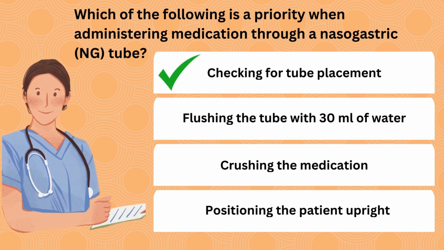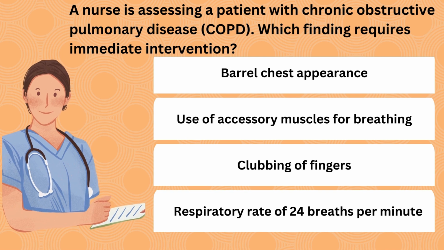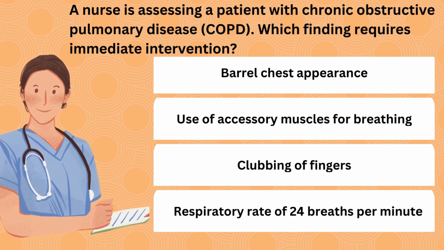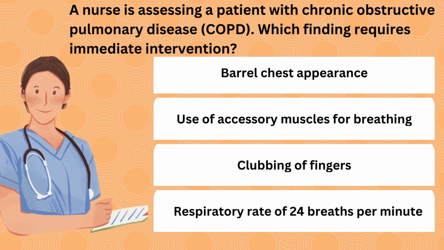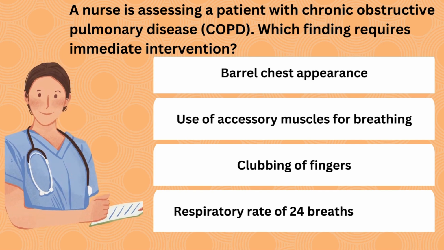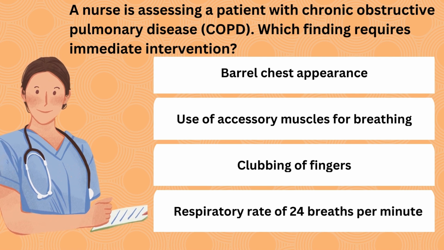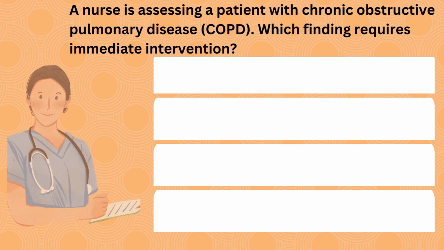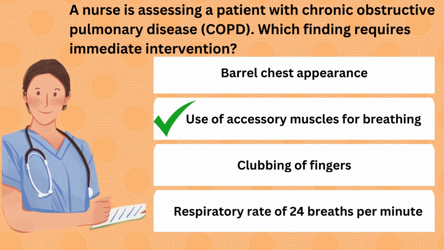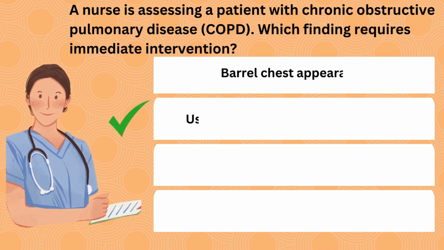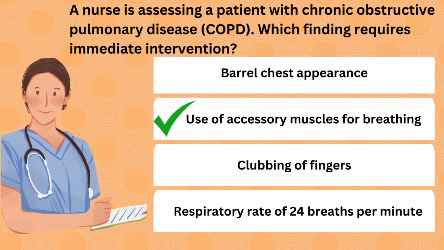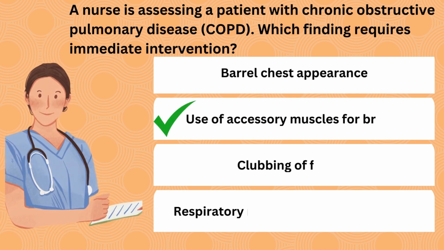as aspiration. Question 4. A nurse is assessing a patient with chronic obstructive pulmonary disease, COPD. Which finding requires immediate intervention? Is it A. Barrel chest appearance, B. Use of accessory muscles for breathing, C. Clubbing of fingers, D. Respiratory rate of 24 breaths per minute? The correct answer is B. Use of accessory muscles for breathing. The use of accessory muscles indicates respiratory distress, which requires immediate intervention.